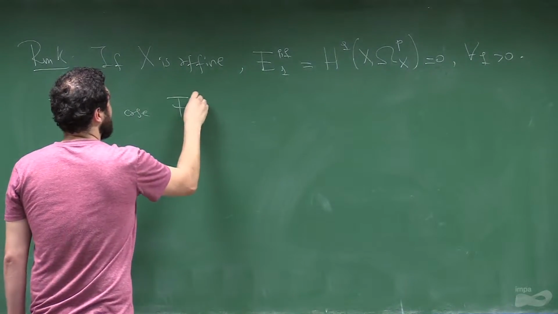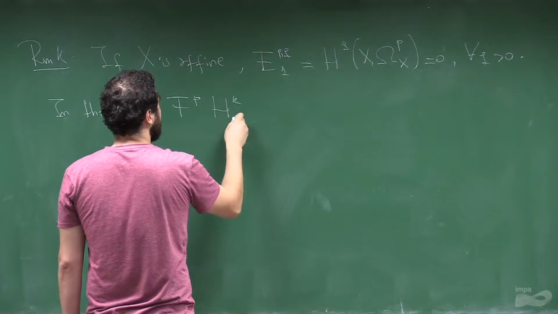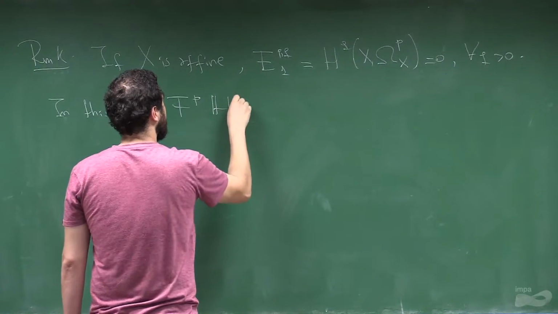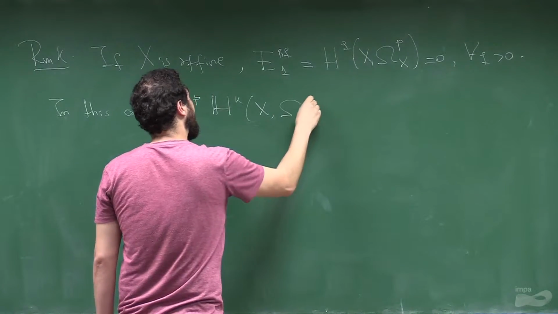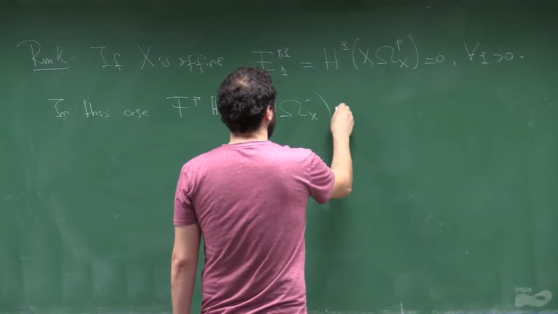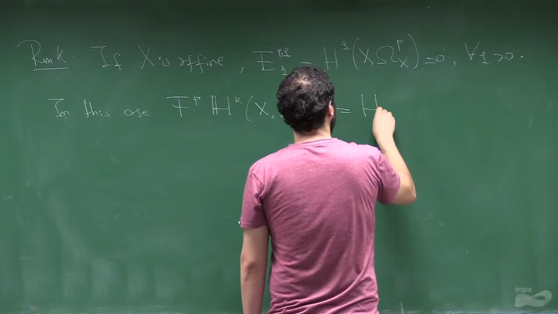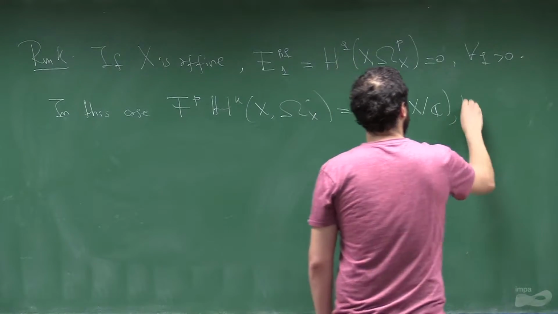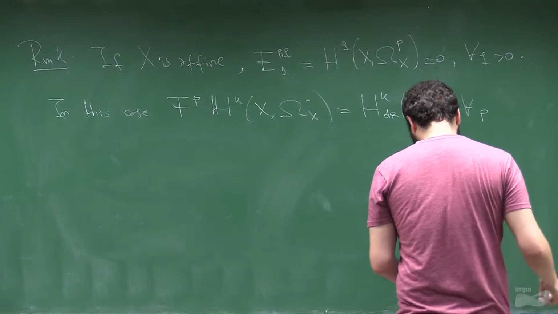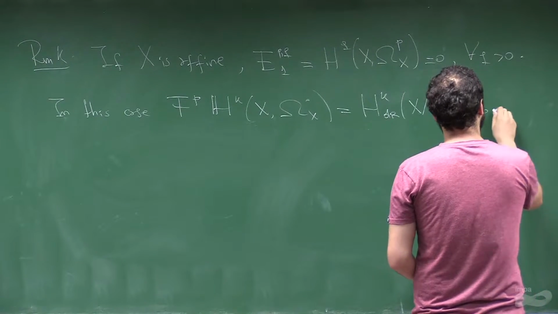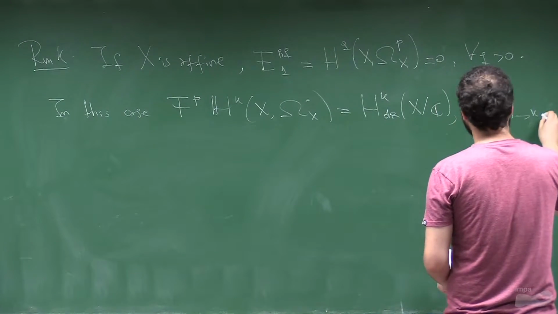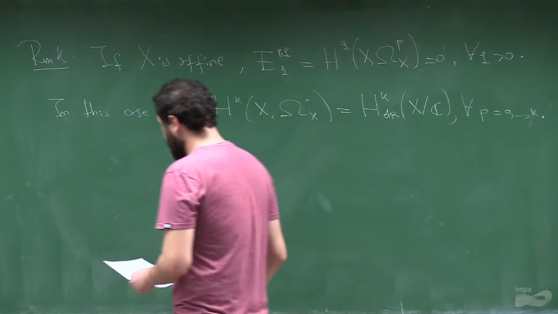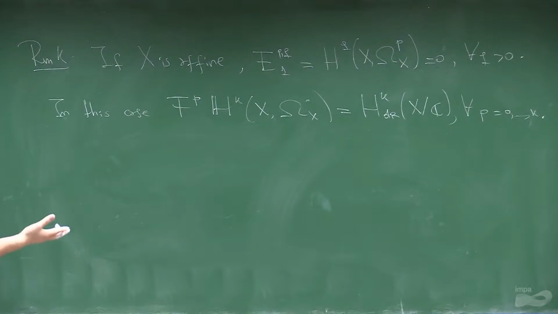F^P of the algebraic de Rham cohomology, right? Of this hypercohomology is the whole thing, right? For every P. Okay, so this filtration is useless. I mean, it's saying nothing if you're not in the projective case, right?